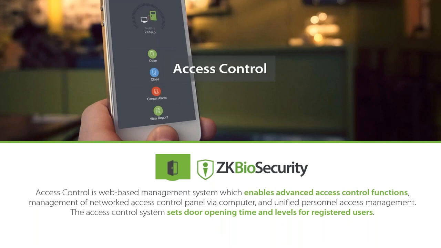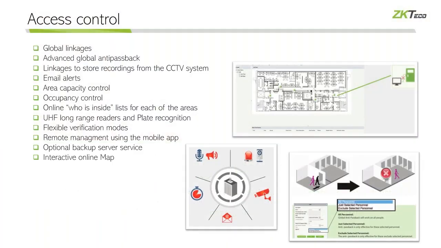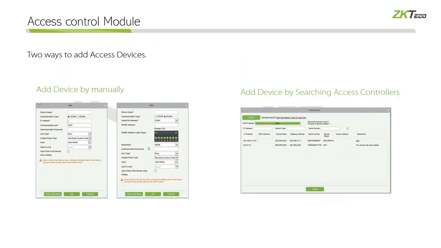Access control is a web-managed system which enables access control functions, of course. Store opening times, levels for registered access. Okay, these are the options that are allowed in the access control module. Two ways to add access: add device manually, or add device by searching. I prefer this mode 100% of the time, because this way I am sure that the device is configured correctly. Okay, now I will show you the process to add a device.